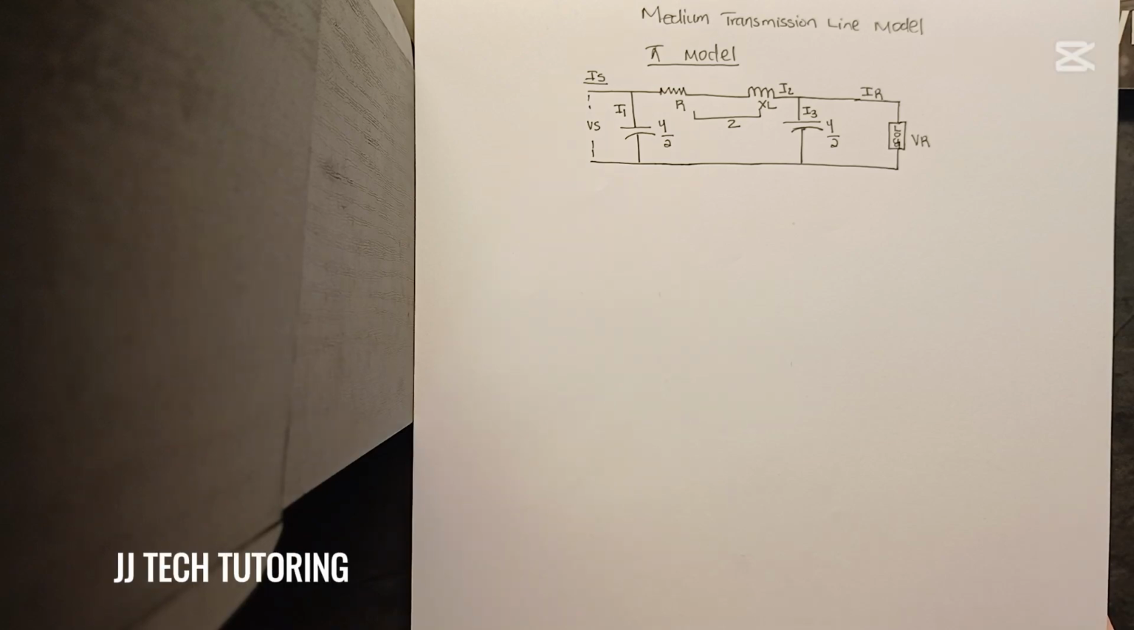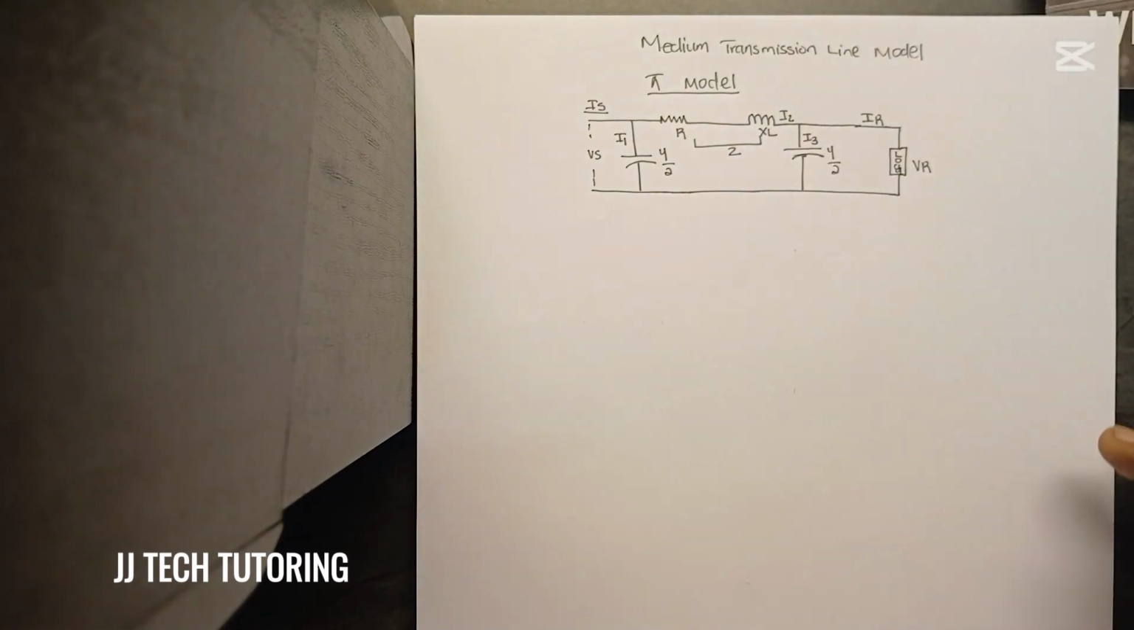Good day, electrical engineers. In today's video, I'll be teaching you how to derive the pi model under the medium transmission line. Under the medium transmission line, we've got only two methods that we can use to find the ABCD parameters. I believe you now know the background of medium transmission parameters.